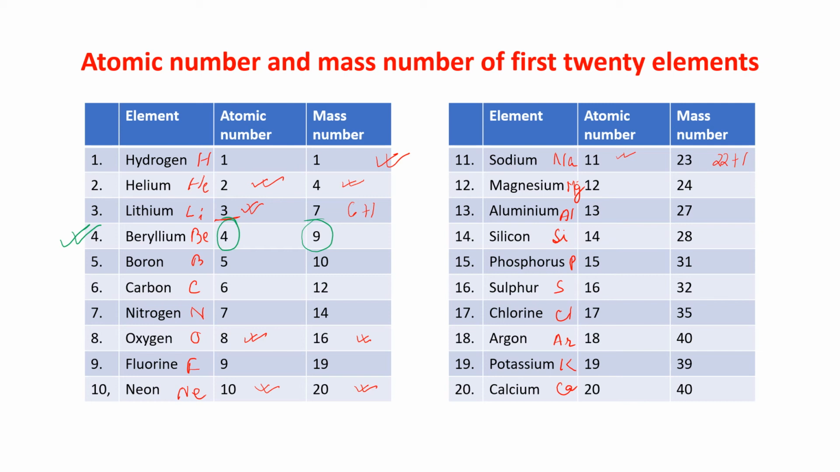Next exception is nitrogen. Nitrogen, it's having an atomic number 7, which is an odd number. It should be double plus 1. So the mass number should be 15. It is 14. Okay, this is 14. You have to remember.